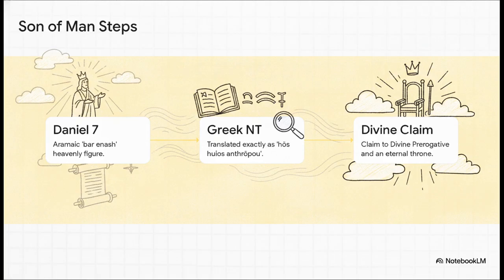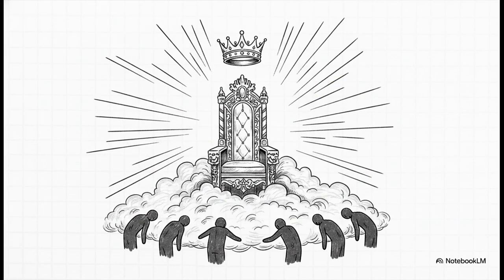Back in the Hebrew Bible's book of Daniel, chapter 7, the prophet sees this heavenly figure, one like a son of man, which in the Aramaic text is bar anash. Fast forward to the Greek New Testament, and this is translated exactly as hos huios anthropou. Even highly revered medieval Jewish scholars, like Rashi, explicitly confirmed that this specific figure in Daniel 7 is the King Messiah, coming on the clouds of heaven to claim an eternal throne. But here is the kicker.